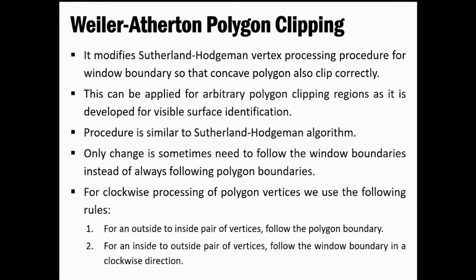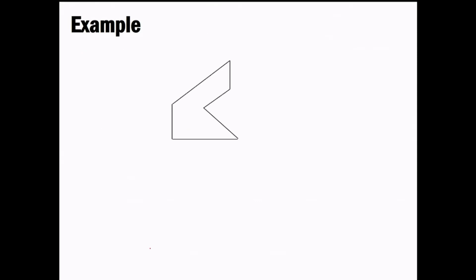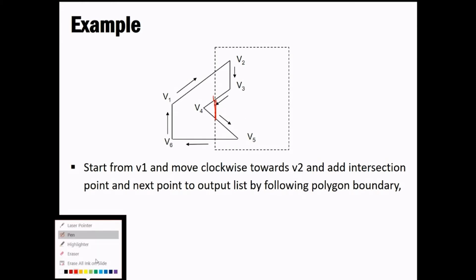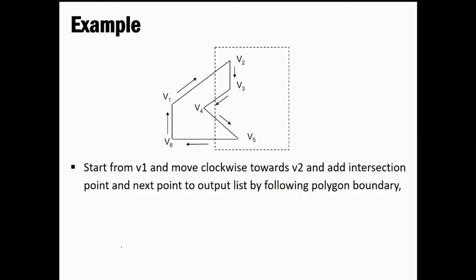So keep two things in your mind: from outside to inside, you have to follow the polygon boundary, but from inside to outside, you have to follow the window boundary, so that this problem would be solved and we can get a proper shape after clipping. Here is the same example that was in our Sutherland Hodgman algorithm, and that was giving us one problem, that it was displaying the line that we don't require. But now this problem would be solved in this Weiler Atherton algorithm.